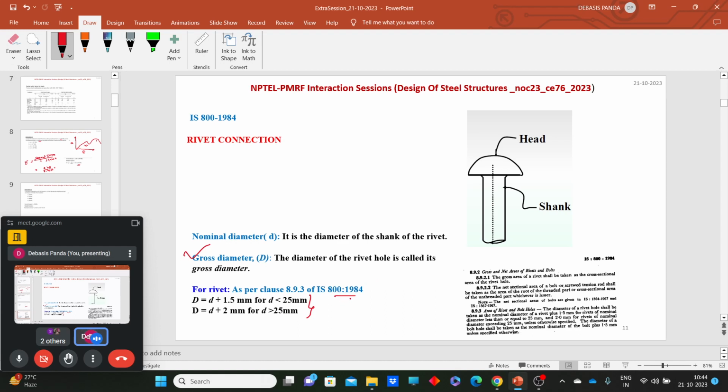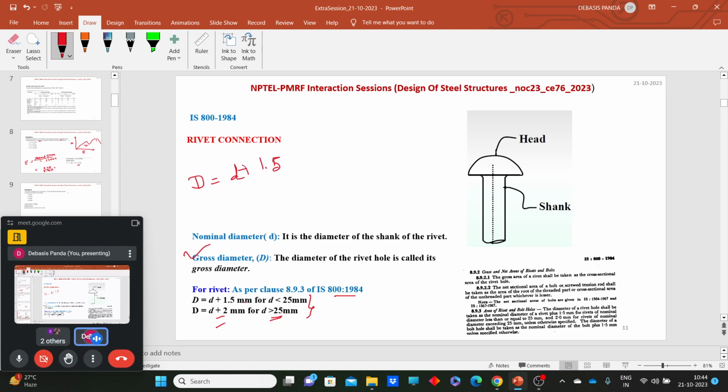So here these two things are important regarding your exam: what should be the diameter of the rivet hole if the diameter of the rivet is given. If the diameter of the rivet is less than 25 mm, then the diameter of the rivet hole should be the nominal diameter of the rivet, that means the diameter of the shank of the rivet, plus 1.5. And if the diameter is more than 25 mm, then the additional value will be 2. For bolts we have a dedicated Table 19, from which we can get the data depending on the diameter of the bolt and the nature of the slots. So these two things please remember.